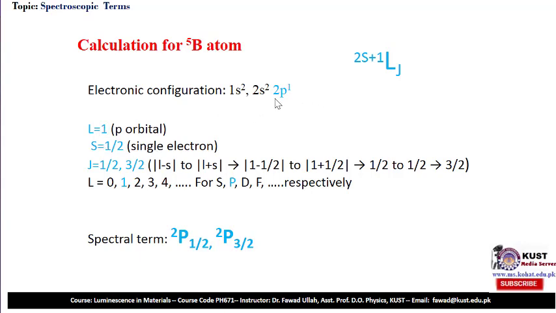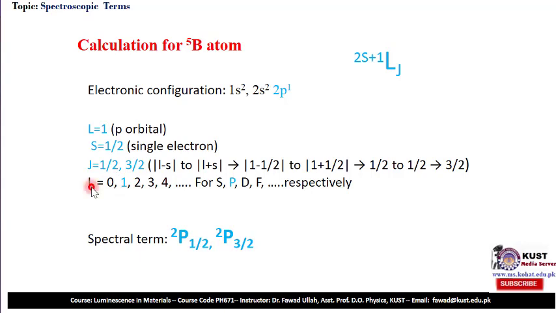As it is in the p orbital, and p orbital stands for l equal to 1, the orbital quantum number, and as it has one electron, S is equal to 1/2. Then in order to find the value of J, that will vary from L minus S to L plus S. If we put L equal to 1 and S equal to 1/2 here, we get 1 minus 1/2 to 1 plus 1/2, and we get two values here, that is 1/2 and 3/2.